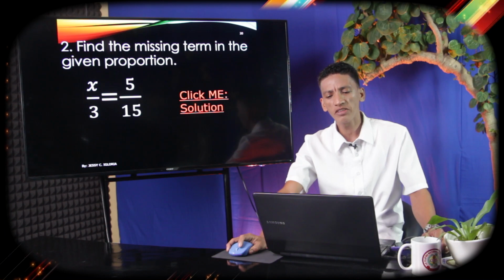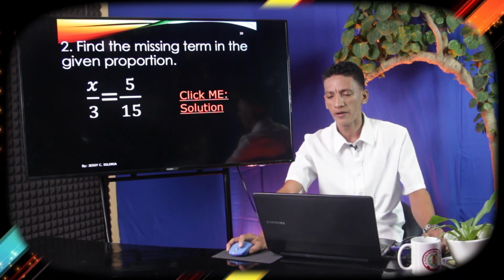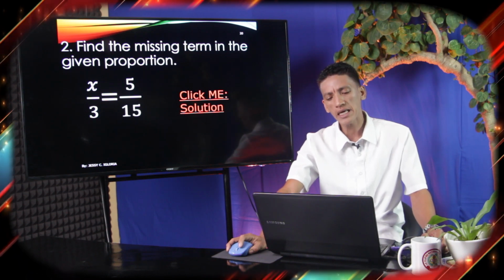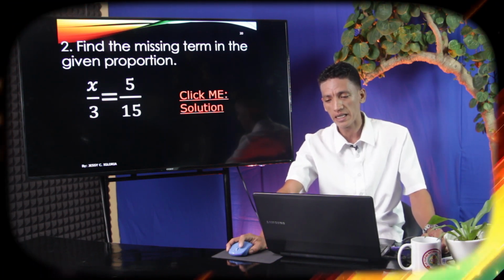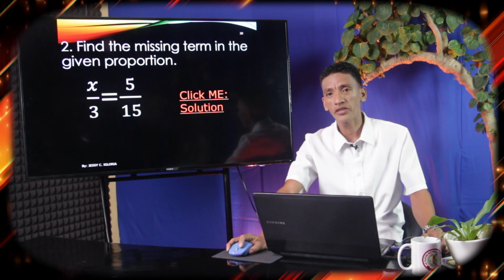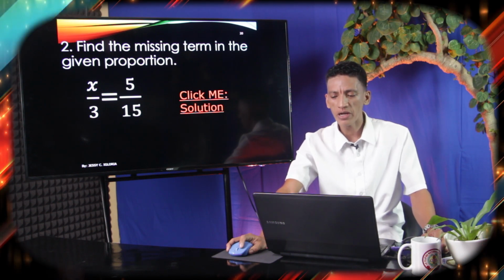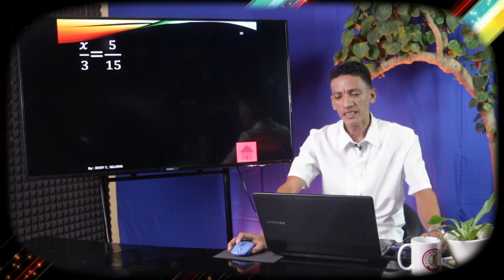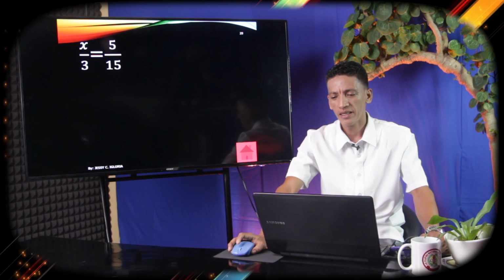We have here, find the missing term in the given proportion. So we have here x over 3 as 5 over 15. What is your answer? So we have here the solution. So let's evaluate the number 2 problem. The given equation, we have x over 3 as 5 over 15.